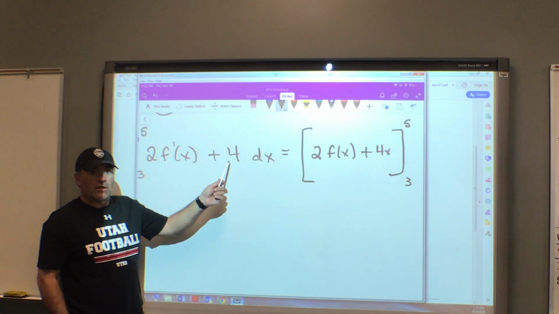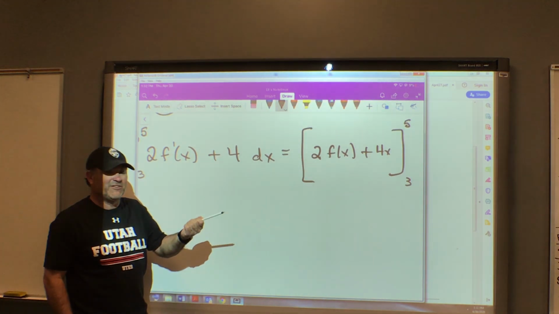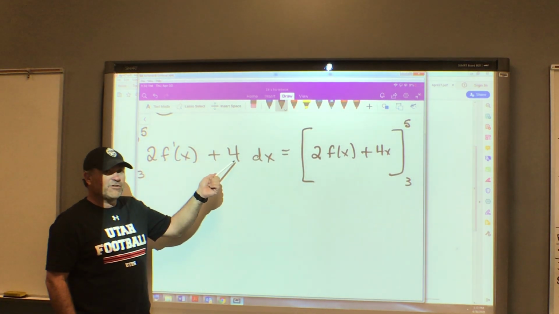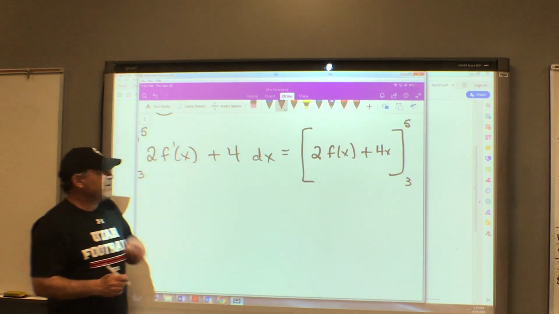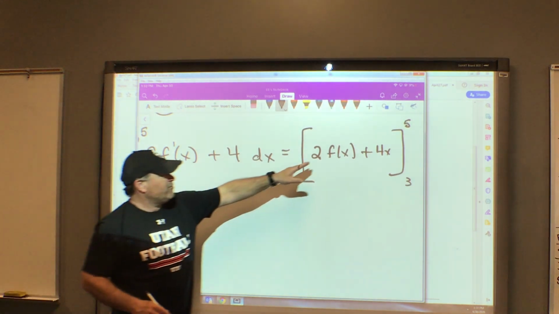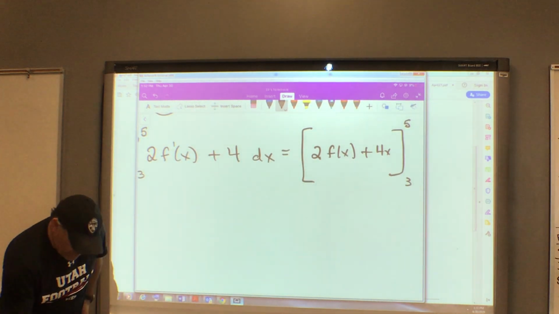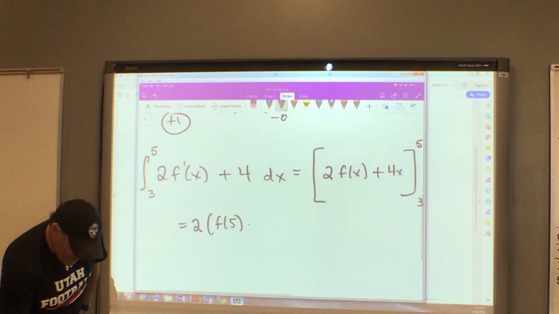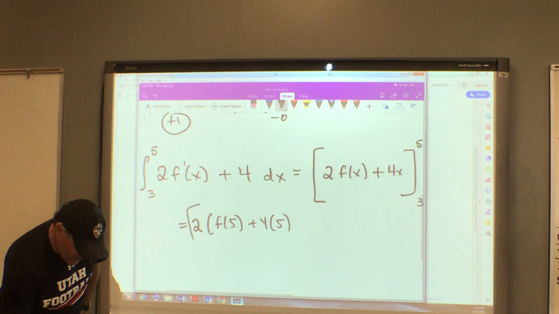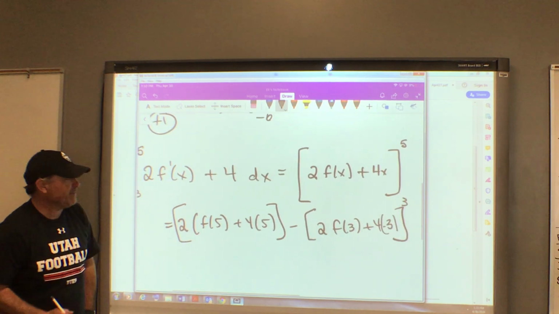Some of us saw this 4 and said, oh, it's a constant, we don't have to integrate it. Remember, that's if it's a derivative, you're taking the derivative of a constant, it goes away. But if you're doing the integral of a constant, it's going to turn into 4x, or 4 whatever variable you're dealing with. Now, the fundamental theorem of calculus says plug the 5 in and then plug the 3 in and subtract it. So we would be looking at 2 times f of 5 plus 4 times 5 as a quantity minus 2 times f of 3 plus 4 times 3 as a quantity.